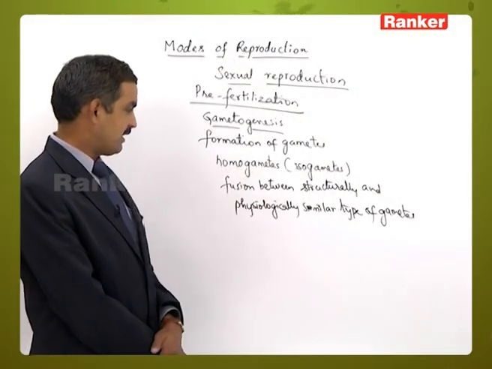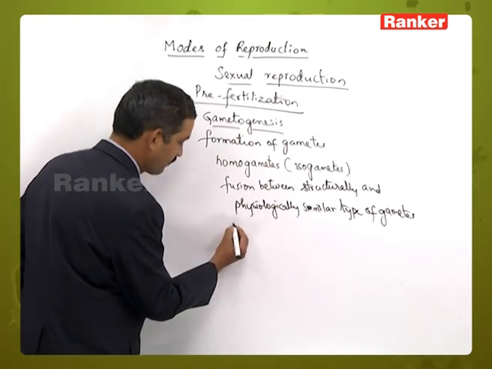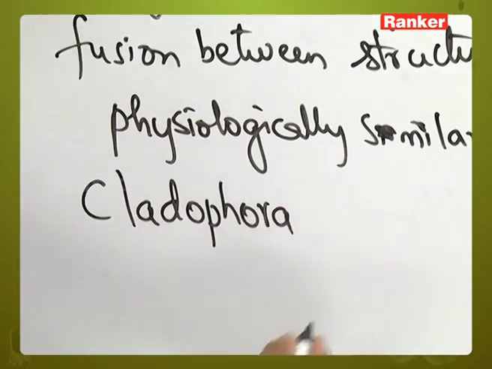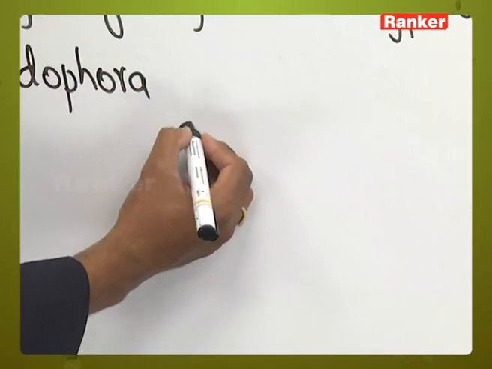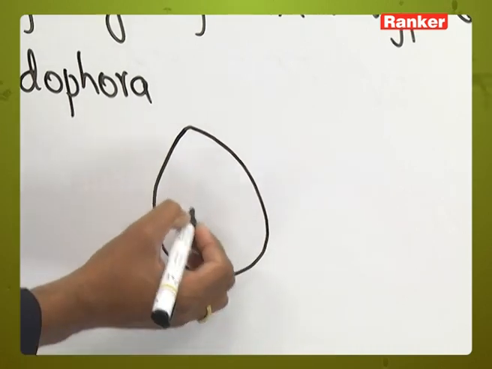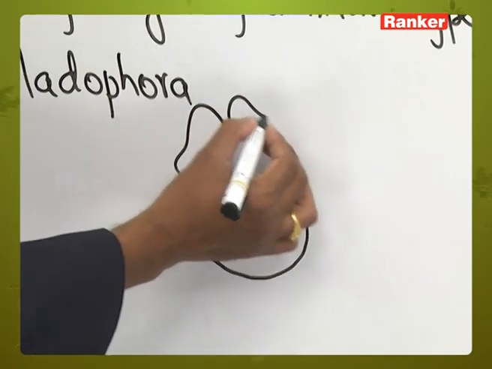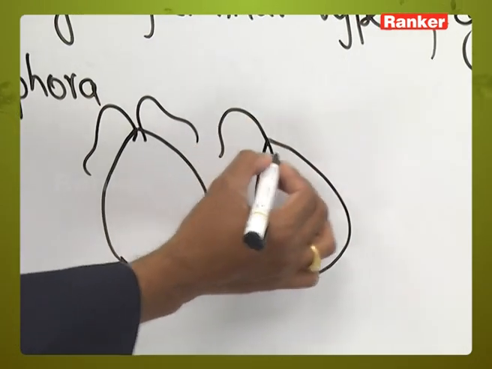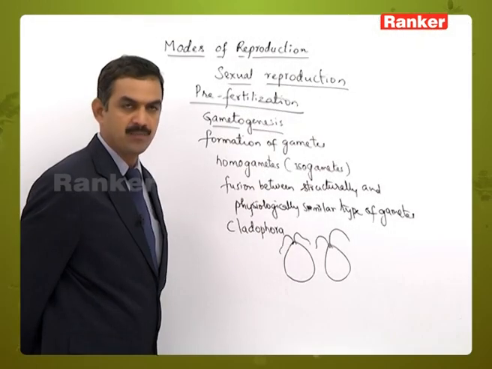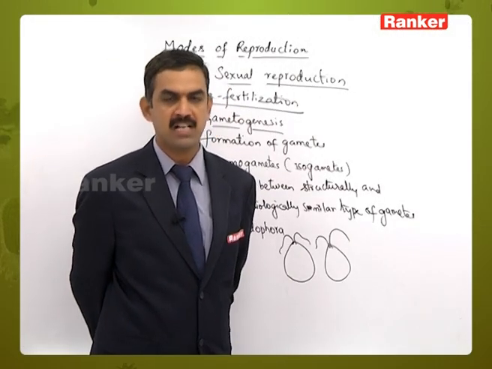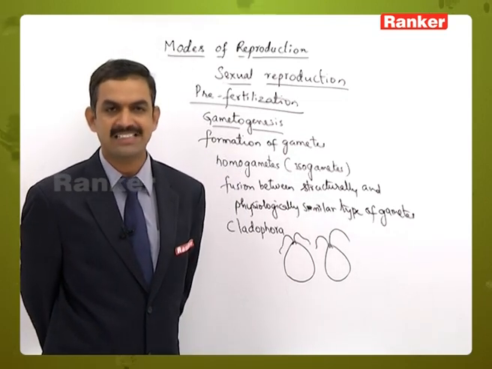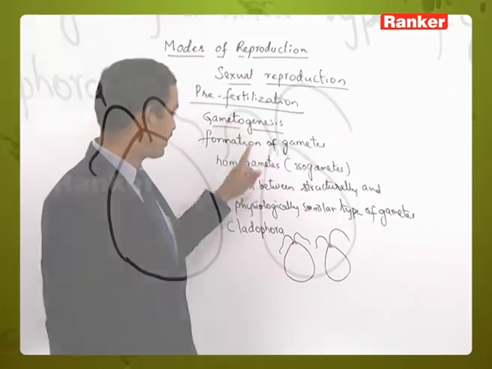And here let's take the example of Cladophora. Cladophora is an alga. In Cladophora, for both the male gamete and the female gamete, we actually can't differentiate which one is the male gamete and which one is the female gamete. So they are structurally similar, size wise also both of them are similar. So the fusion occurs between such similar type of gametes. So we call this condition the homogametic or isogametic condition, and those gametes are called homogametes or isogametes.